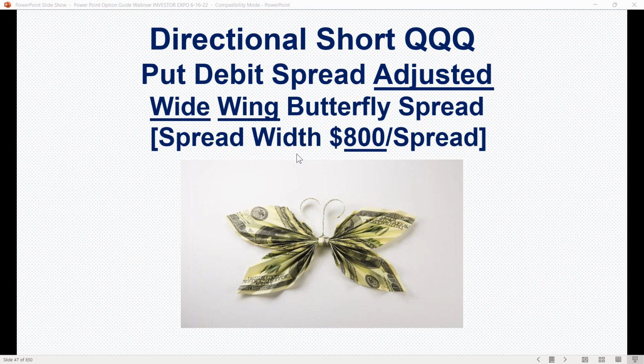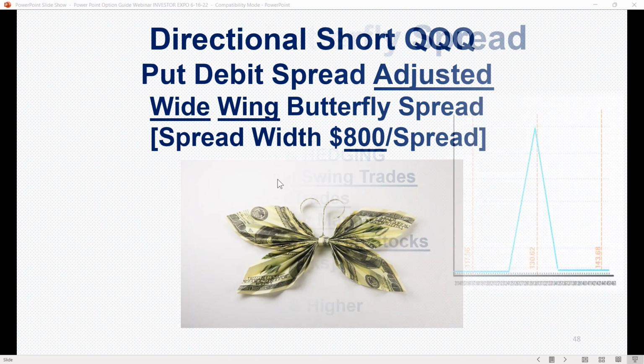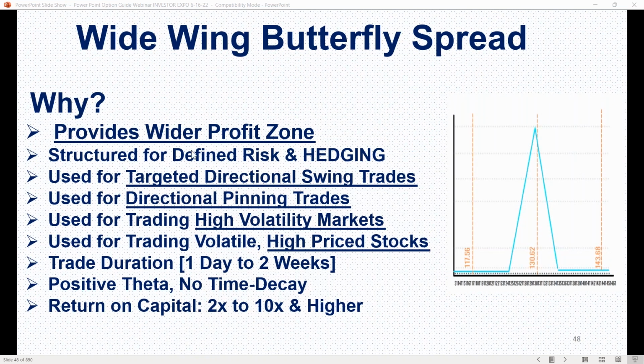And also, this reduced our risk to let us stay in the trade for a longer period of time. Plus, we get a bigger positive theta. So it's going to give us a better, wider profit zone, great defined risk, great for hedging, great for targeted swing trades, great for what we call pinning trades, great for high volatility markets, great for typically a day trade, maybe up to 2 weeks is about as far out as I'd go. Positive theta, no time decay, returns of 2x up to 10x or higher. So you can get up to 1,000%, sometimes even greater returns than that.